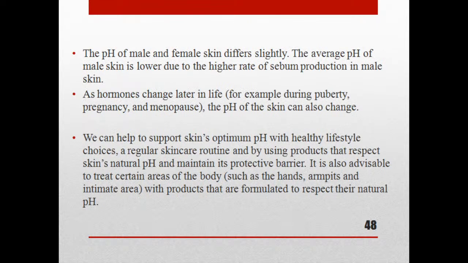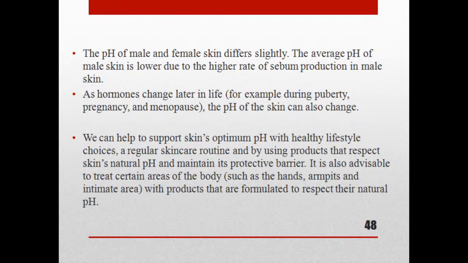The pH of male and female skin differs slightly. The average pH of male skin is lower due to the higher rate of sebum production in male skin. As hormones change later in life, for example during puberty, pregnancy, and menopause, the pH of the skin can also change.